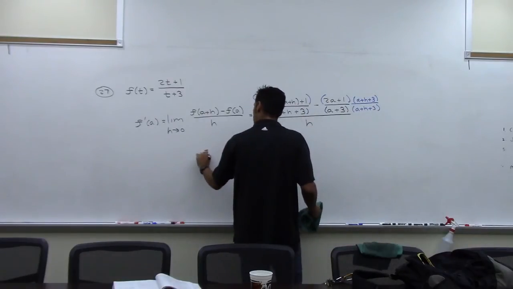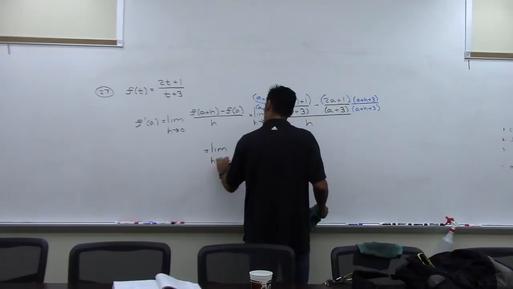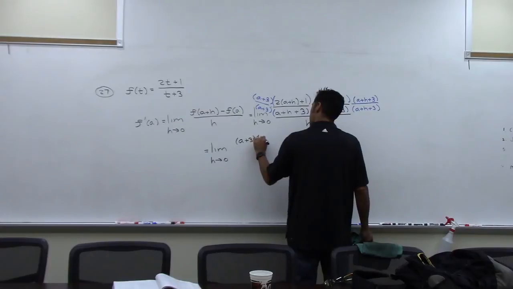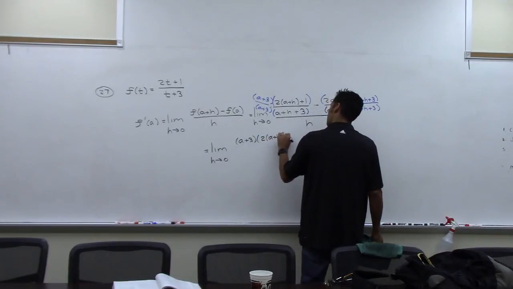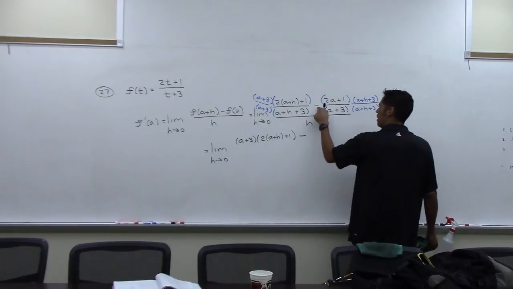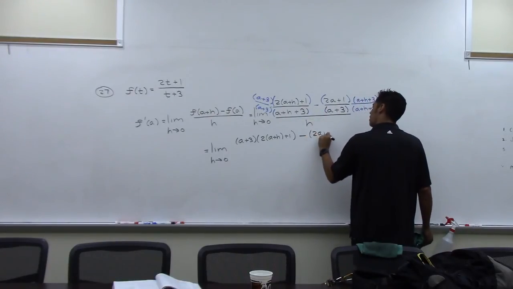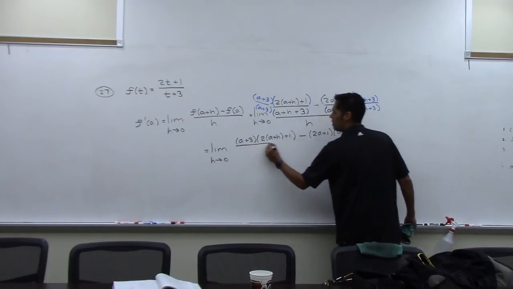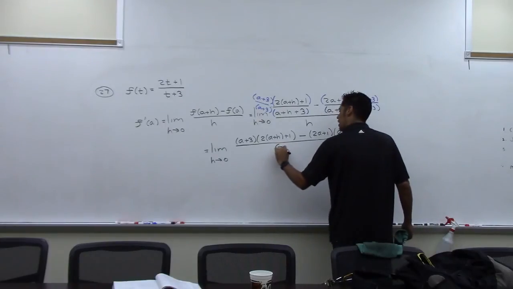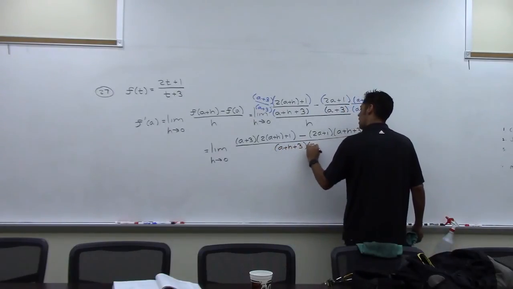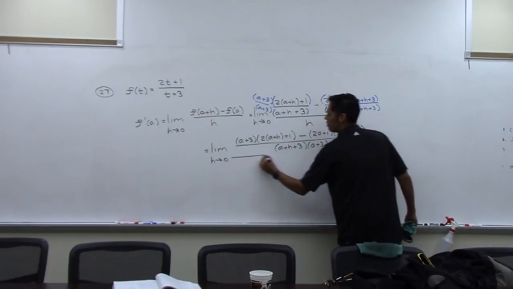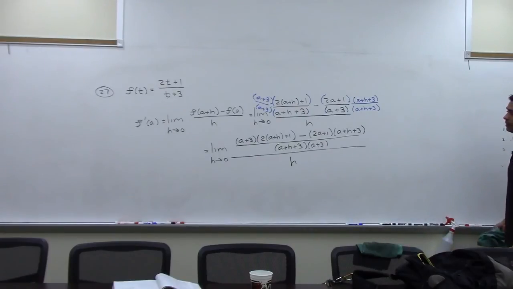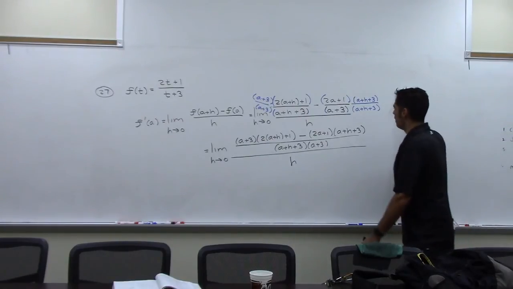So here's where I'm at. Limit, h goes to 0. Now I'm just going to write out what we have. We have (a plus 3) times (2 times (a plus h) plus 1) minus, because of the minus, this times this, so (2a plus 1) times (a plus h plus 3). All of this over my common denominator, which is (a plus h plus 3) times (a plus 3). All of this over h. And if that doesn't look ugly, well, you're not alive, I guess.